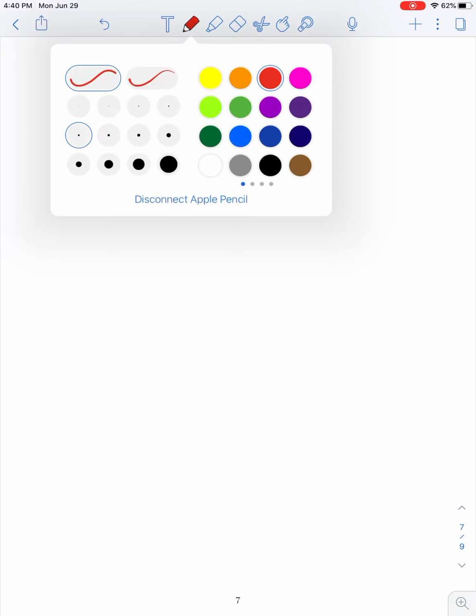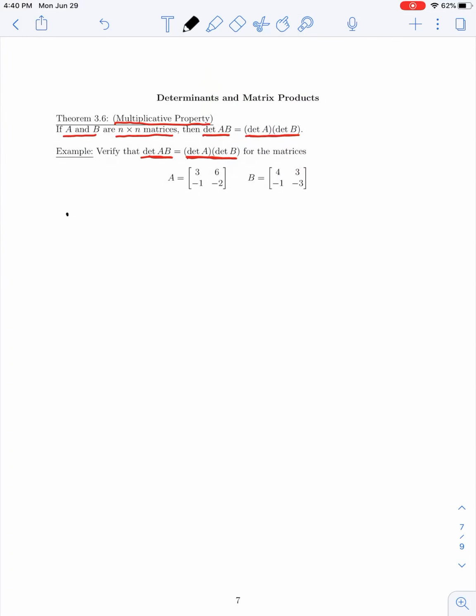So let's start by finding the determinant of each of these matrices. So here, the determinant of A, since it's a 2 by 2, is the product of our diagonals, so here, -6, minus the product of the off diagonals, which is also -6. So our -6 plus 6 leaves us with a determinant of 0 for the matrix A. So here A is a singular matrix.